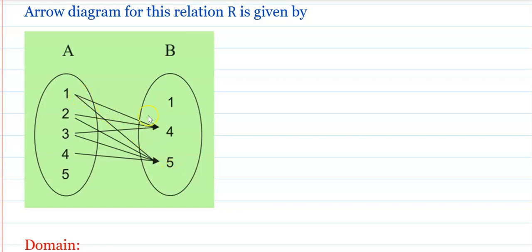Now this 1 is related to 4. Yes, that is 1 is less than 4. 1 is less than 5. 2 is less than 4. 2 is less than 5. 3 is less than 4. 3 is less than 5. And what about the 4? 4 is less than 5, in this way.